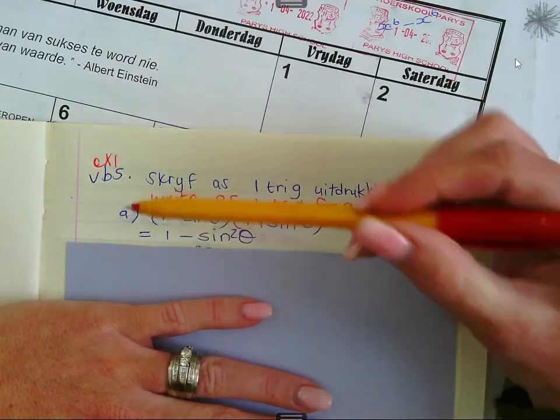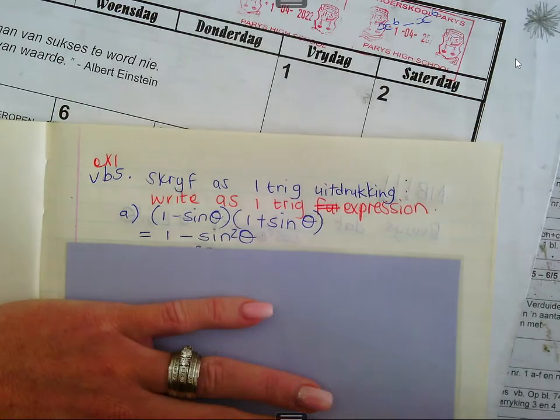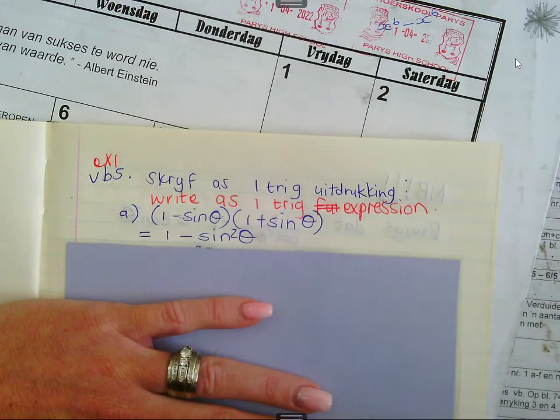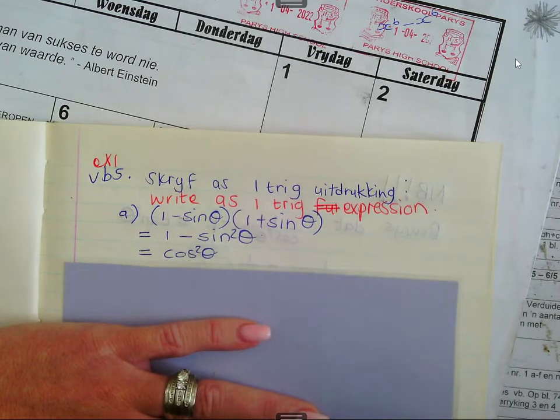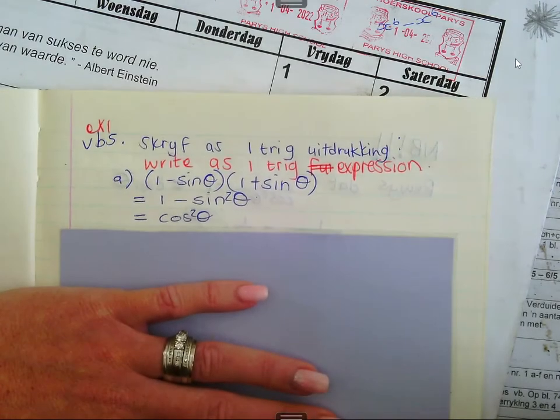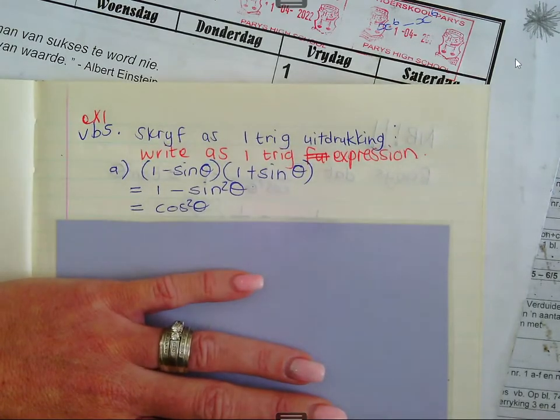But the instruction is to write it as a single, one trigonometric expression or function. Can you change that thing to a single thing? What? That you got from the identity. Do you see how quickly you're picking up on it, ne? In the beginning, we struggled to see it.